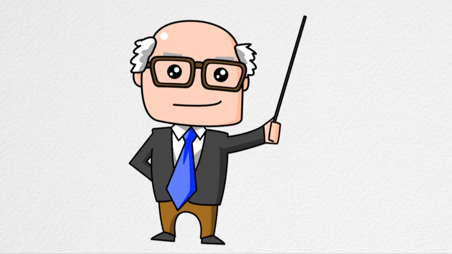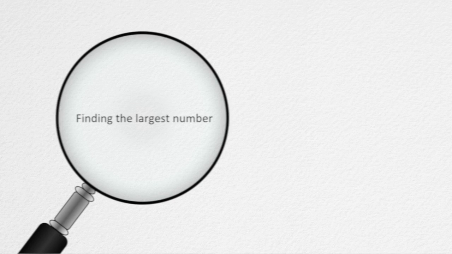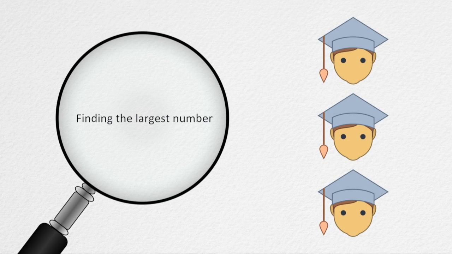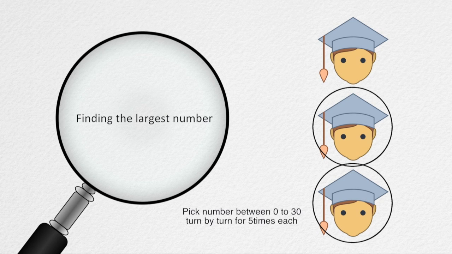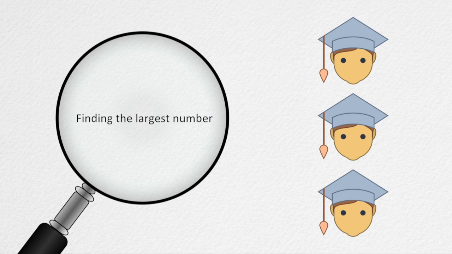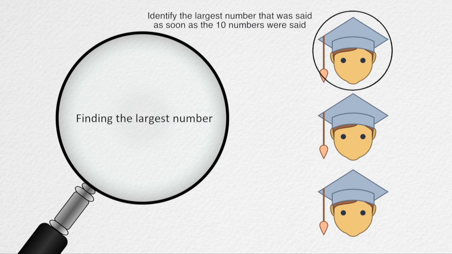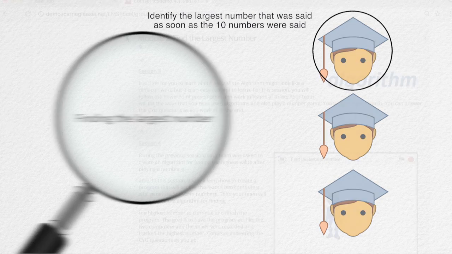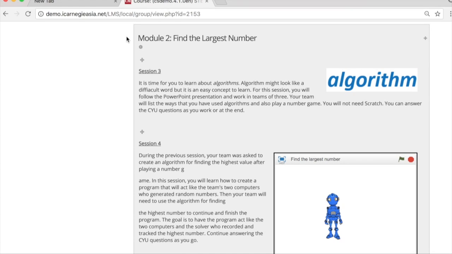For example, in this module, the teacher will guide students in playing a game of finding the largest number physically. Pick 3 students and ask 2 students to pick a number between 0 and 30 turn by turn, 5 times each. The third student will need to identify the largest number that was said as soon as the 10 numbers were said. Now, students will need to program the game using Scratch.